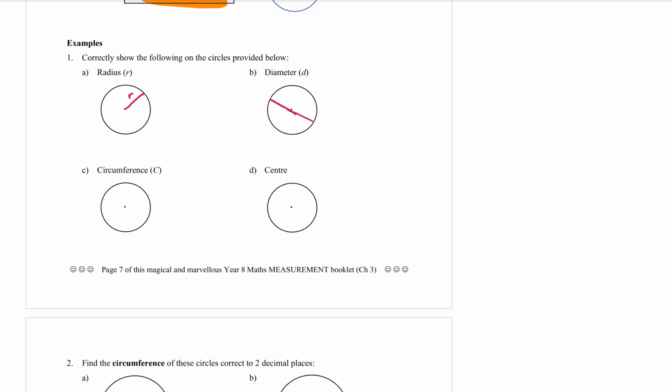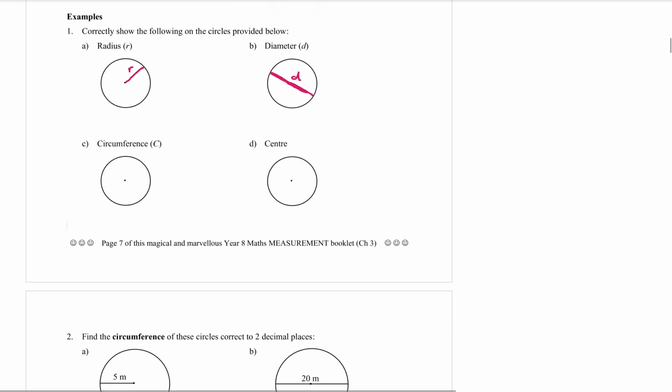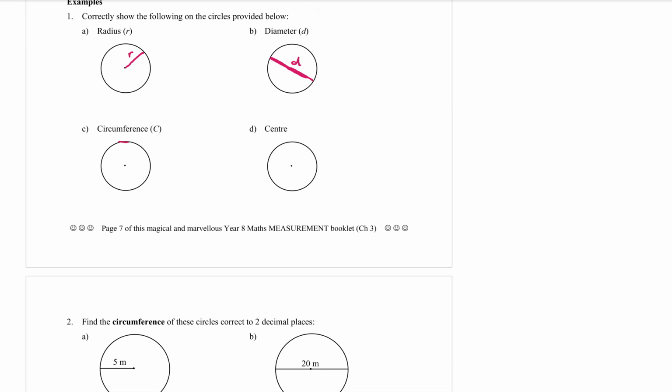Oh, that didn't go through the center very well. Try that again. To the other side, that is the diameter. The circumference is the distance the whole way around the outside of my circle. So tracing over the outside of that circle, that is the circumference that we call C. And the center of the circle is that dot that's in the middle. There's no symbol for center, so we'll just write the word there, center. That is the center of the circle.